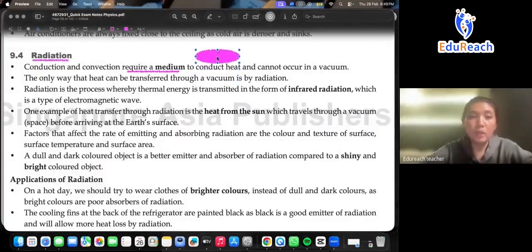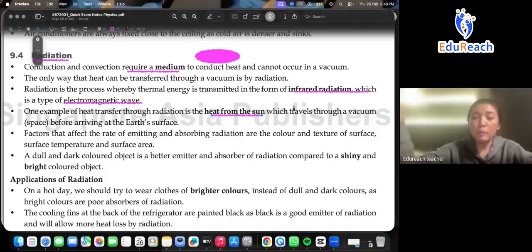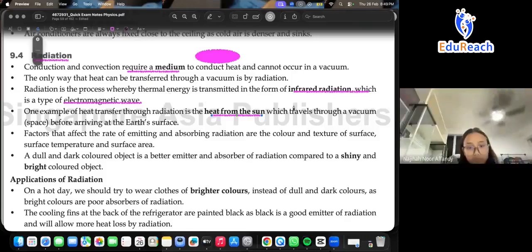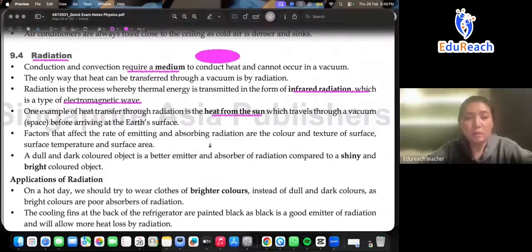Okay, so radiation is a process whereby thermal energy is transmitted in the form of infrared radiation, which is a type of electromagnetic wave. For example, the heat from the sun, which travels through a vacuum. So what are the factors that will affect the rate of radiation and the rate of emitting and absorbing radiation?